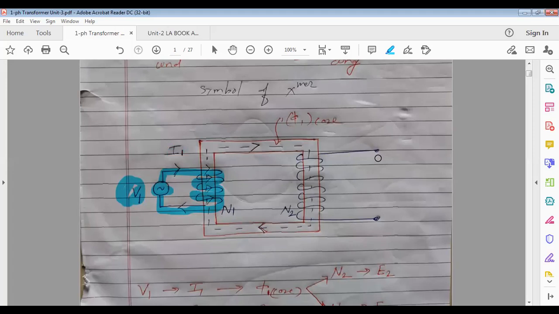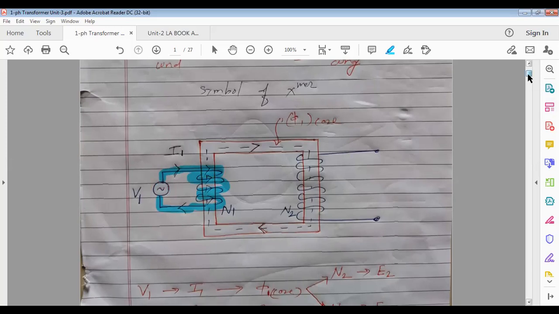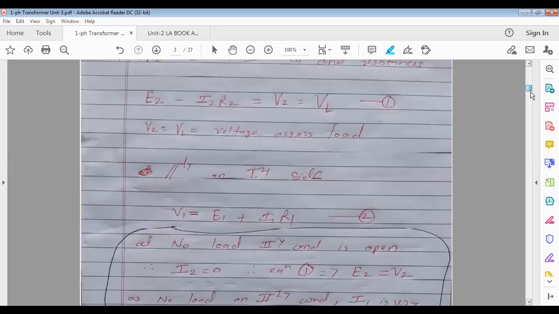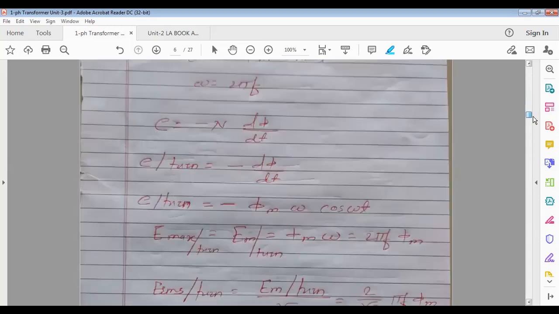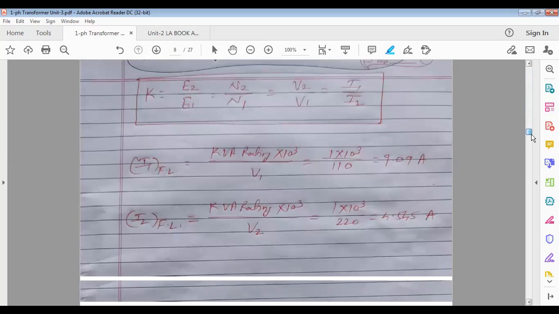So here also the same thing will happen. Which current is flowing, AC or DC? AC. So will this primary winding produce a changing magnetic field or a stationary magnetic field? A changing magnetic field. Correct. And how can we find out the direction of that magnetic field? Which law is used?